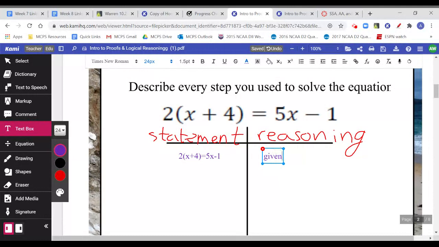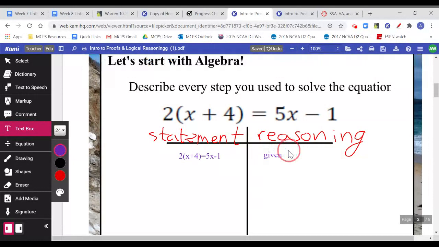If the problem gives you this information, you are trusting that the problem is not lying to you, and so you know it is true just because it is simply given to you. So a very common reasoning that we're going to start proofs with is just saying that something was given to us.